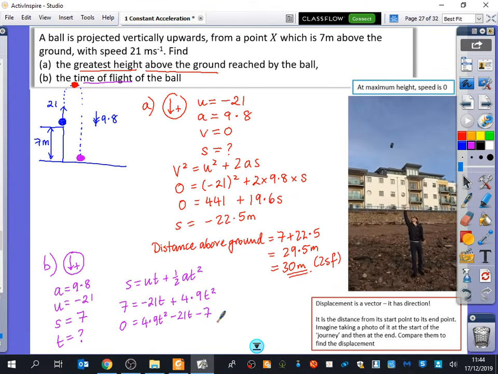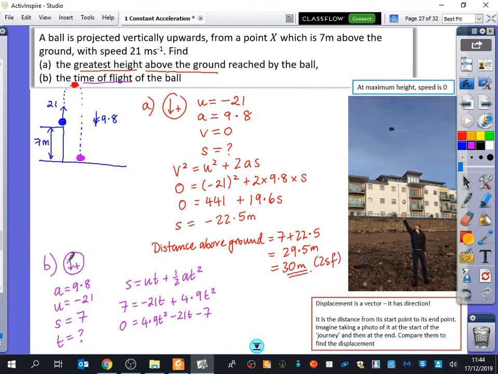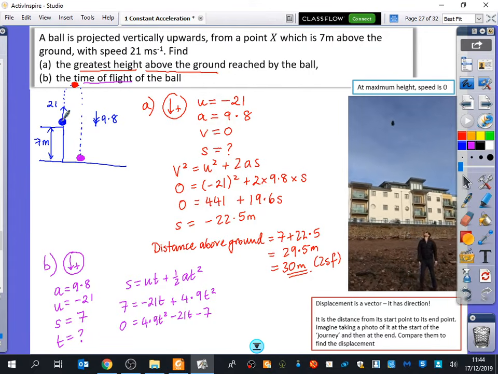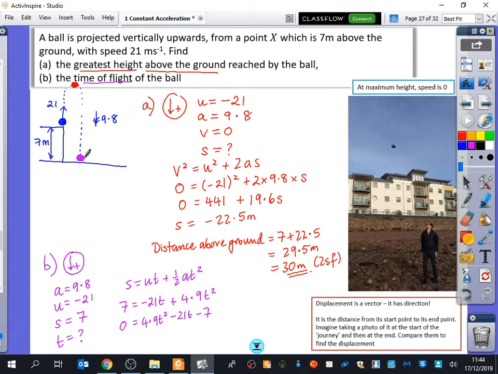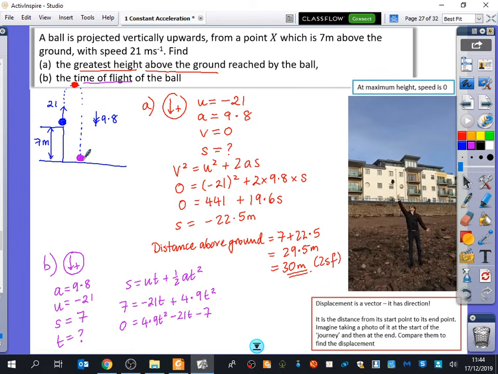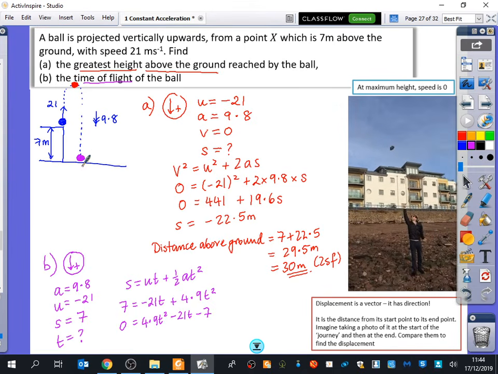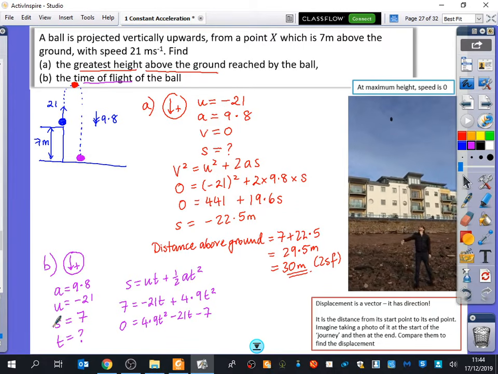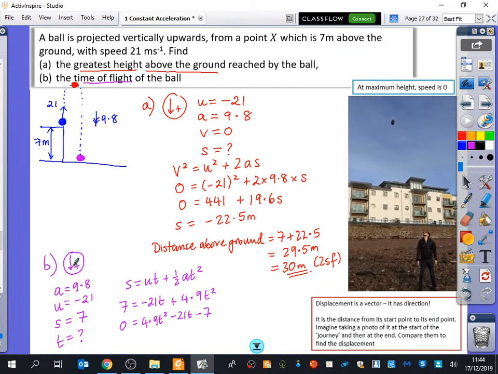So S is 7. First thing you need to notice is we've decided that downwards was positive. At the beginning, it's here, and at the end, it's here. So if you imagine you were only provided a photo of it where it was at the beginning and where it was at the end, you would tell me, ignoring its journey, it has moved down 7 meters, which means that the displacement is 7 in the downwards direction, which is positive.